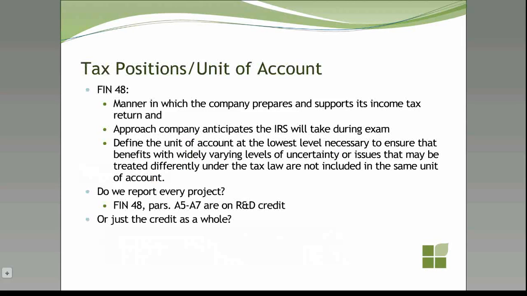So you could have, for example, in FIN 48, in paragraphs A5 through A7, an example where they use an R&D credit analysis with 5 projects, and 3 of the projects are more likely than not, and 2 of the projects are not more likely than not, meaning less than more likely than not. And so they have the unit of account as the project. So do we report every project, or is it just the credit as a whole?